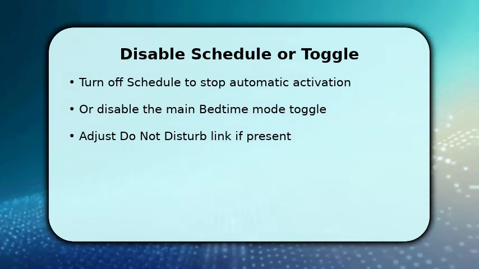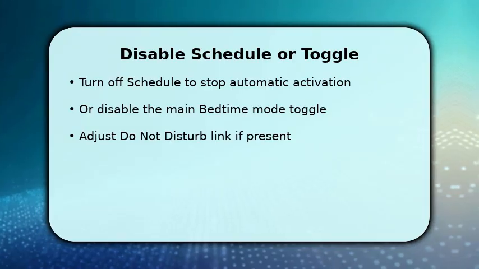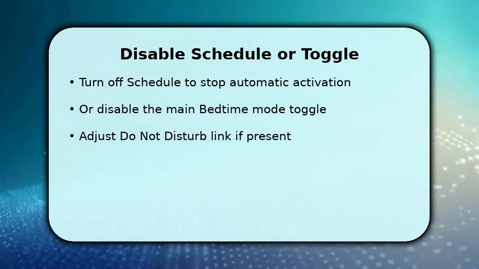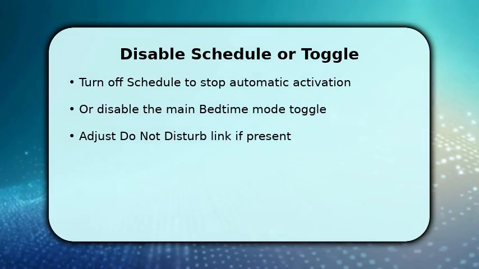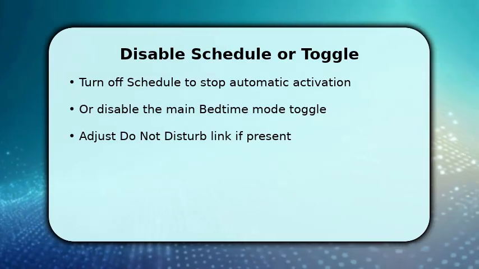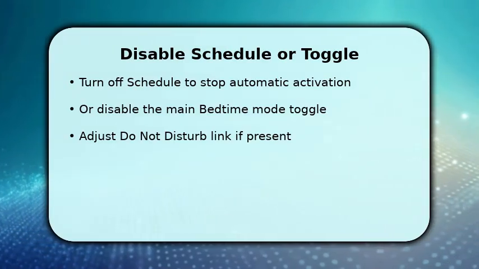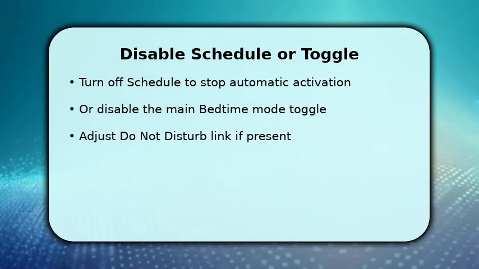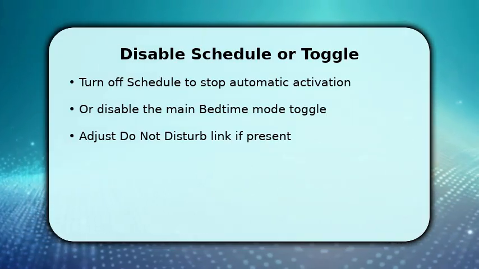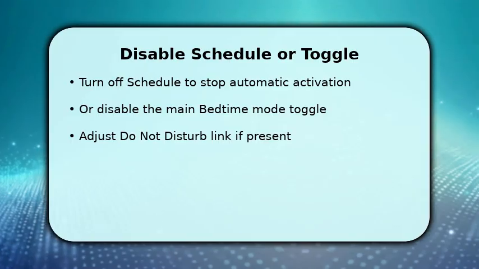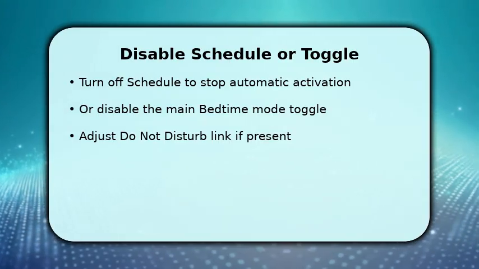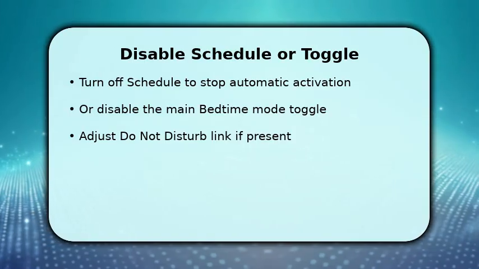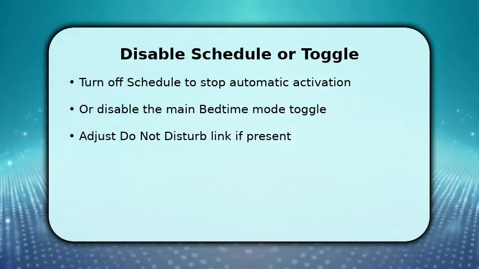If you want it off only at specific times, tap Schedule and switch the schedule toggle off. This prevents automatic engagement. If you want no bedtime mode at all, flip the main bedtime mode toggle to off, which immediately restores regular notifications and screen behavior. Also check the Do Not Disturb link. Make sure it isn't still set to activate with bedtime mode, so notifications return as expected.